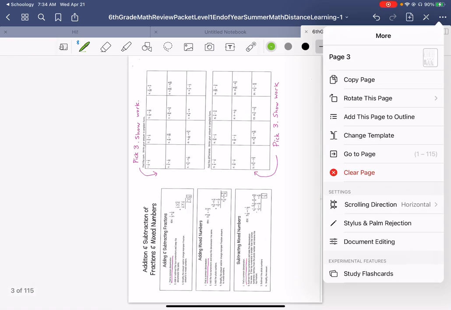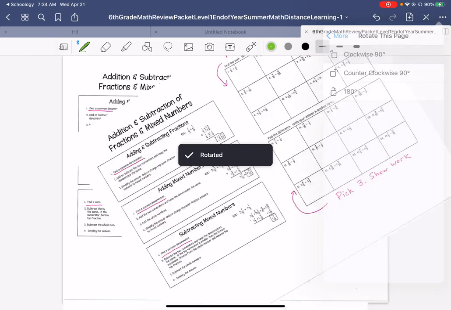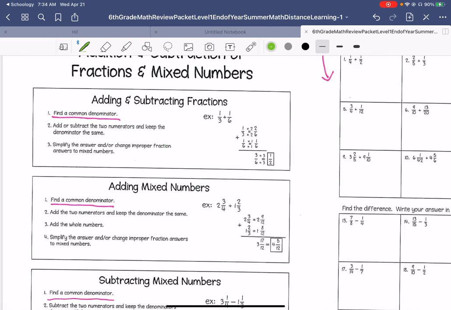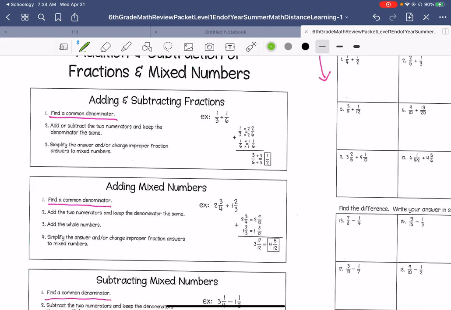I'm going to have to rotate this page again. This page right here is talking about adding and subtracting fractions and mixed numbers. You're going to pick 3 problems from the top and 3 problems from the bottom. Now remember, first and foremost, when you're adding or subtracting fractions, you have to have a common denominator. So you have to find a common multiple.